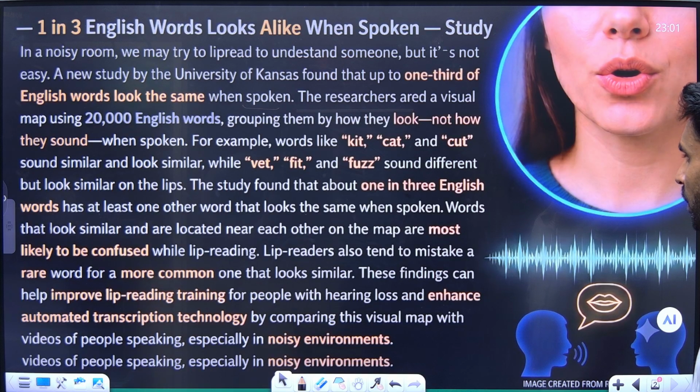The study found that about 1 in 3 English words has at least one other word that looks the same when spoken. Words that look similar and are located near each other on the map are most likely to be confused while lip reading. Lip readers also tend to mistake a rare word for a more common one that looks similar. These findings can help improve lip reading training for people with hearing loss and enhance automated transcription technology by comparing this visual map with videos of people speaking, especially in noisy environments.